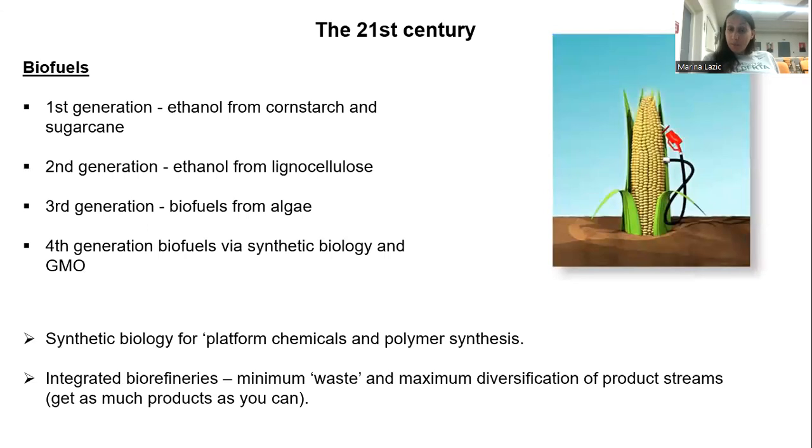Now, in the 21st century, biofuels are continuously developing, and we will talk in this class about first, second, third, and next generations of biofuels. First generation biofuel includes ethanol made from cornstarch and sugar cane. Then little progress was made with the second generation, where ethanol was also made, but this time from lignocellulose. Then we will talk about these different sources for biofuel design.